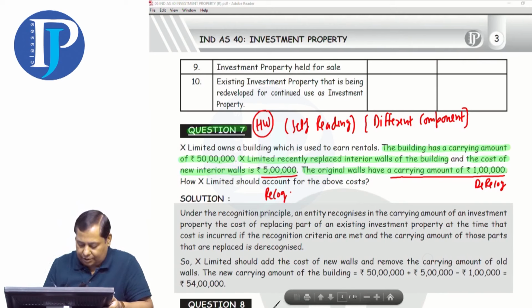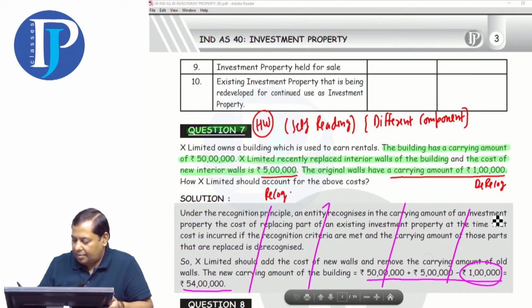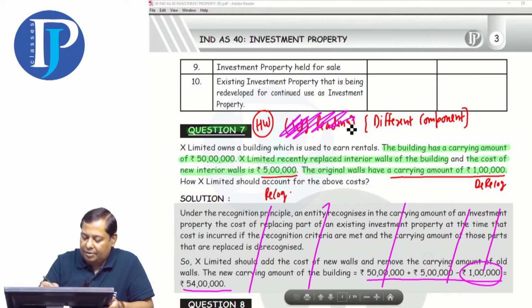How the accounting will be done, you will be confused after seeing the answer. This is just plus minus. 5 lakhs are added while 1 lakh is deducted. So this 1 lakh is not being deducted from scrap. However, it's being deducted from carrying amount. Clear? Let me show you. Leave self-reading and homework too. We should not tamper with the concept. It might get disturbed.